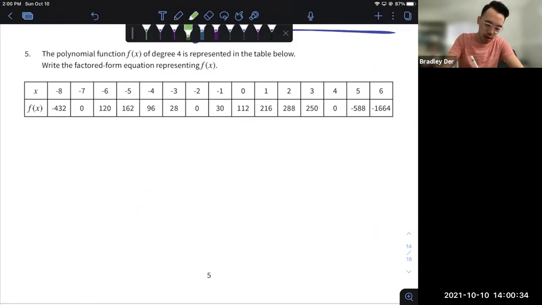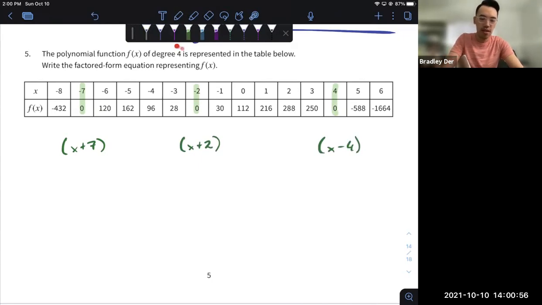Right, so we'll notice that y is equal to 0 at these points. Right, f of x representing y, f of x equal to 0. These are our x-intercepts. Right, so I might be seeing a factor of x plus 7, or a factor of x plus 2, a factor of x minus 4.